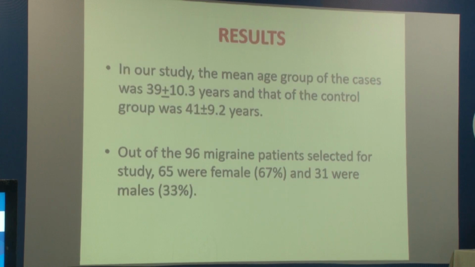In our study, the mean age group of the cases was 39 plus minus 10.3 years, and that of the control group was 41 plus minus 9.2 years. Out of the 96 migraine patients selected for the study, 65 were female and 31 were males.